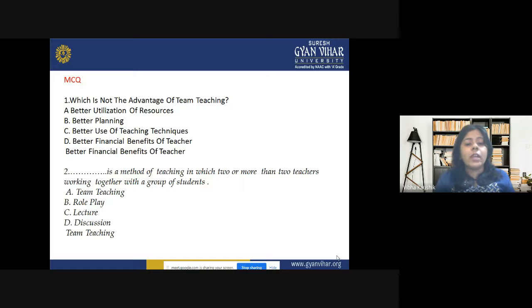Now the options are A. Team teaching, B. Role play, C. Lecture, D. Discussion. So these are the options, students. Now you have to select the correct answer on the basis of the given choices. And the correct answer will be option A, that is, team teaching is a method of teaching in which two or more than two teachers are working together with a group of students.